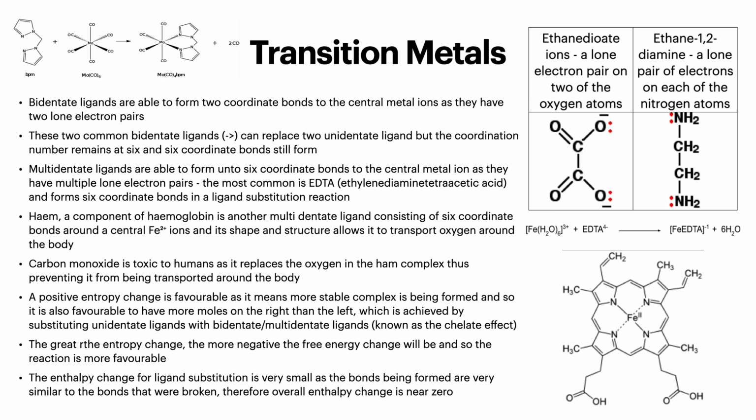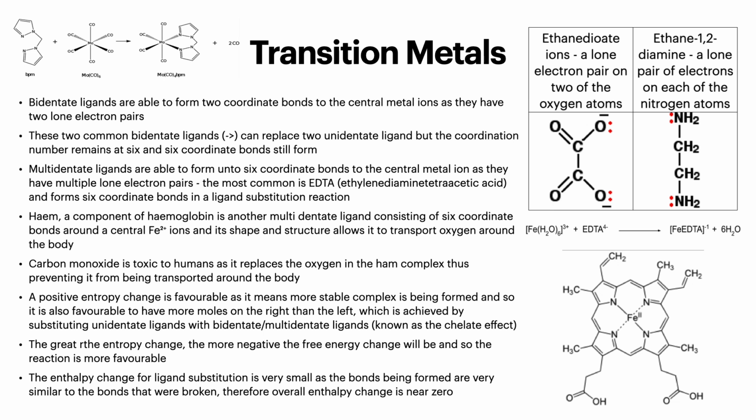Then we have multidentate ligands, which are able to form up to 6 coordinate bonds to the central metal ion as they have multiple lone electron pairs. The most common is EDTA, and I'm not even going to try and pronounce the actual meaning of that. But this forms 6 coordinate bonds in a ligand substitution reaction, and you can see the example reaction in the middle there below the table.